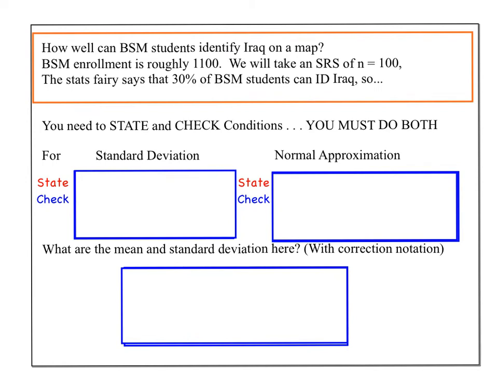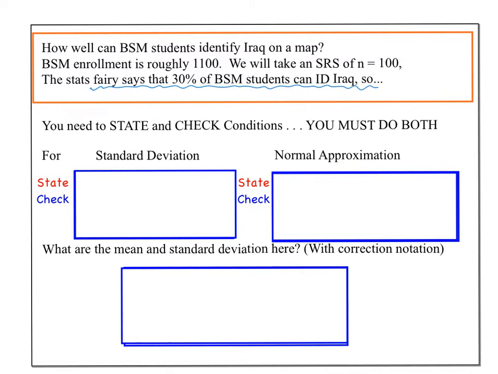All right, so here's our first scenario. How well can BSM students identify Iraq on a map? BSM enrollment is roughly 1,100. We're going to take an SRS of 100 students. Now, this is where it gets kind of funny. The stats fairy says that 30% of BSM students can identify Iraq.